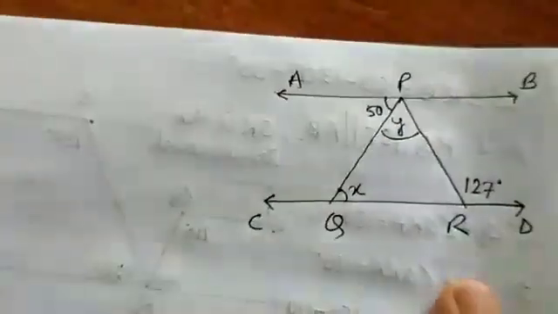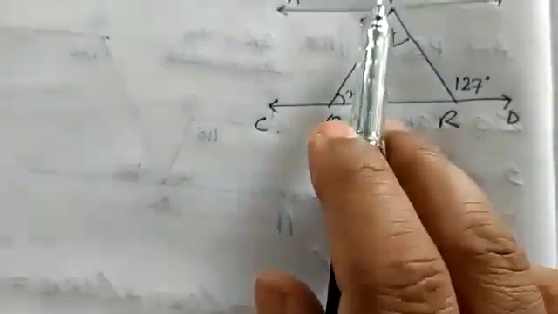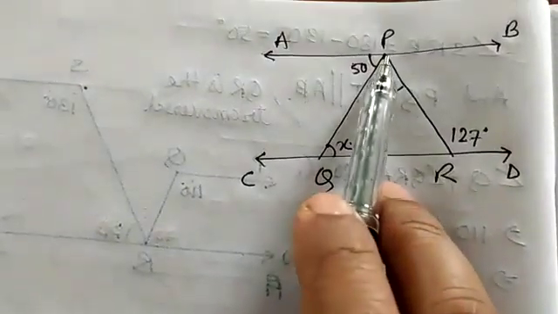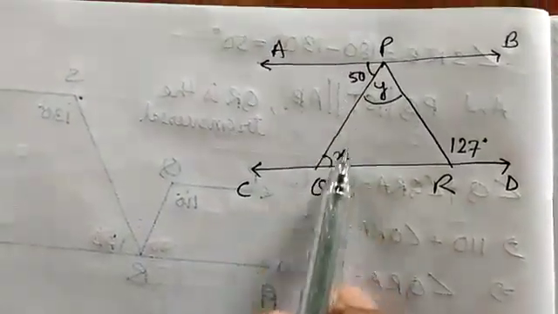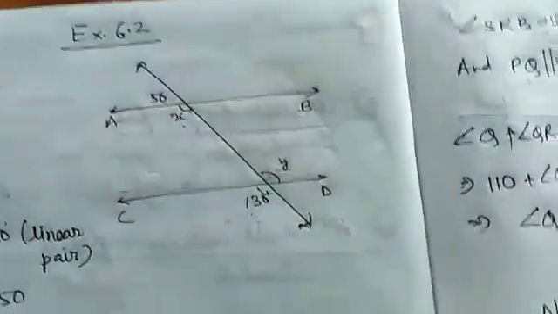Let's see question number 5. The diagram I have already drawn here. The question is given. Look nicely. We need to find the values of X and Y, and both these two lines are parallel. First I will take this transversal, so these are alternate angles, and alternate angles are always equal.